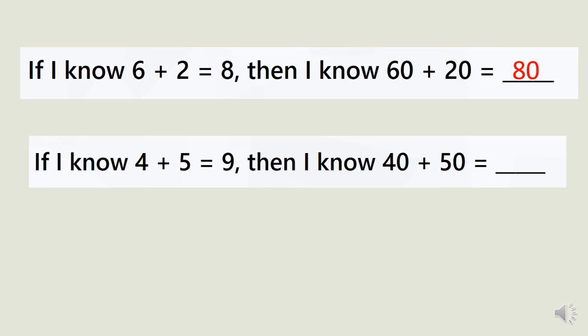If I know 4 add 5 equals 9, then I know 40 add 50 equals, the 9 over there gives us a clue. Can you work it out? You could count in tens from 40 up until 50, or 50 up until 40 if you're struggling, but it gives you a clue. It's 90. Well done. Brilliant.